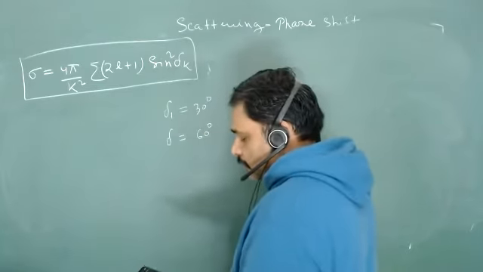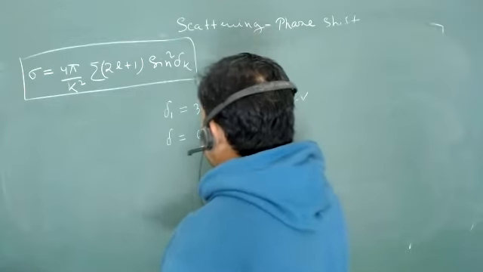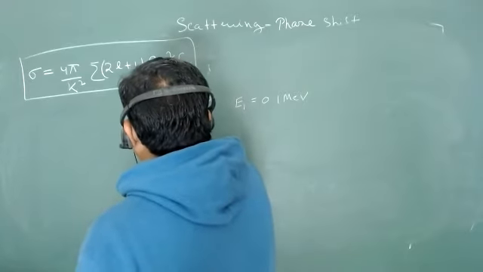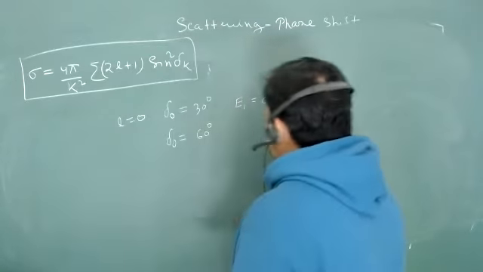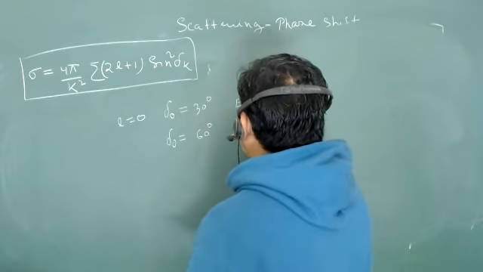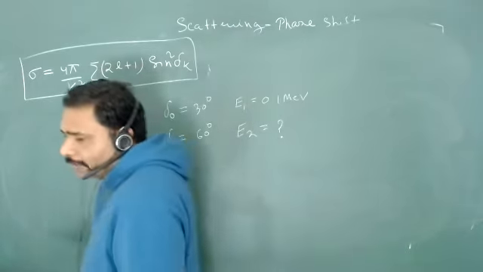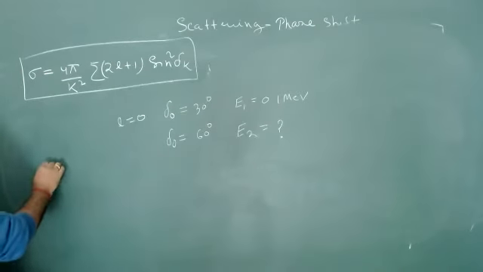Assume there is only S wave scattering. What is the meaning of S wave scattering? It means we are only talking about L is equal to 0, isn't it? So what you have to do, you have to calculate E2. What will be E2? Now tell me, what will we write for the first one?